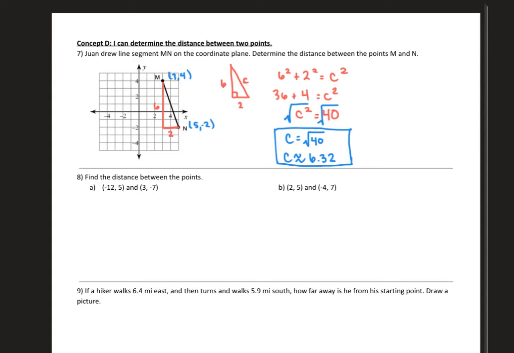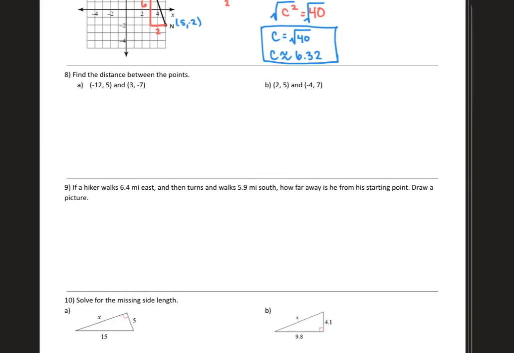All right, number 8. We're given the coordinates, and we want to find the distance between the 2 points. So again, 2 ways you can do this. You can either use Pythagorean theorem or you can use distance formula. For this one, I'll go ahead and use distance formula just so I can show both ways. Distance formula, remember, is the square root of x2 minus x1 squared plus y2 minus y1 squared.